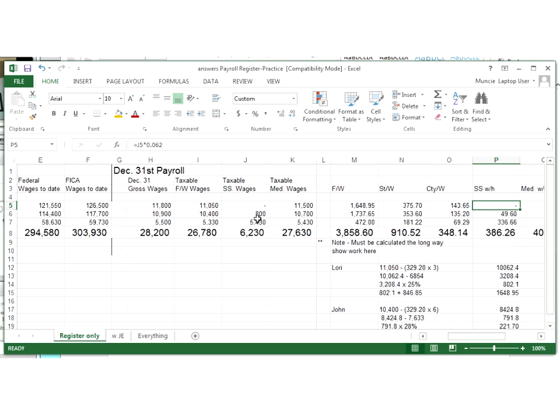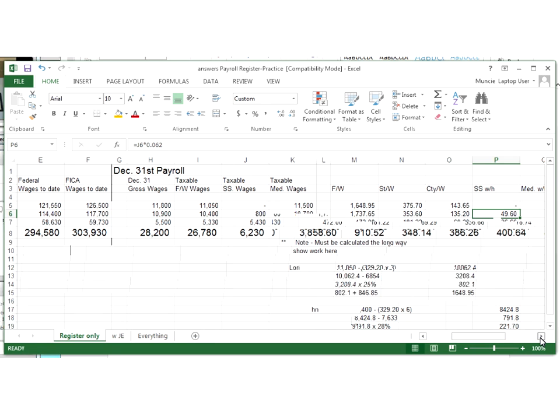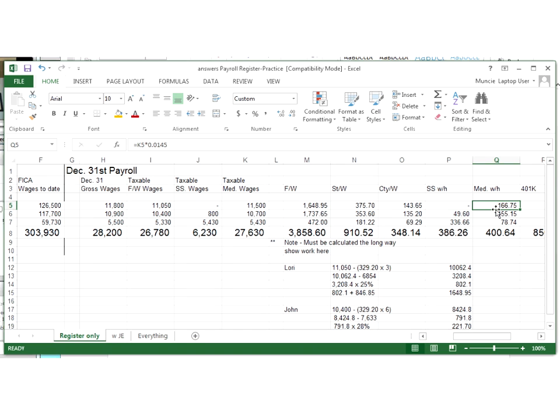Social Security, basically taking whatever's in this column here, and multiplying it by 6.2%. So obviously Lori has nothing because she was over the cap. John has very little, since most of his was already at the cap except the last $800 worth. And then our final employee has the normal amount. Medicare is done the same way as the Social Security, taking this column times 1.45%.